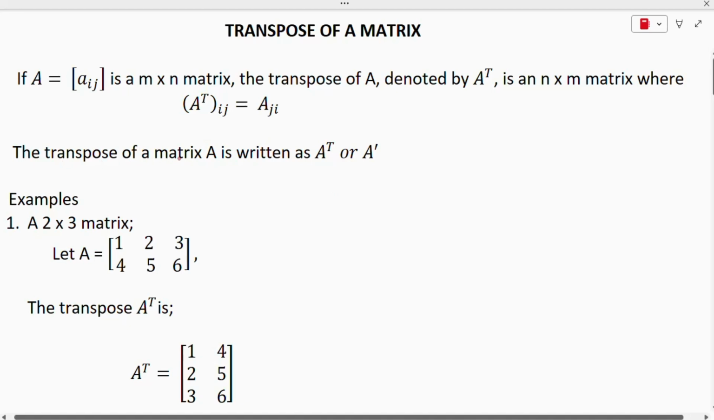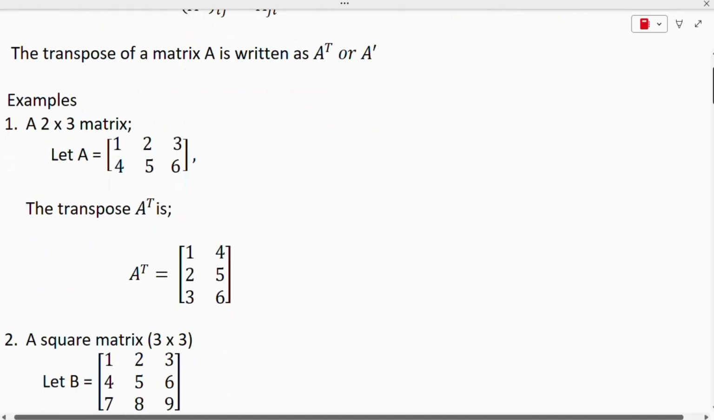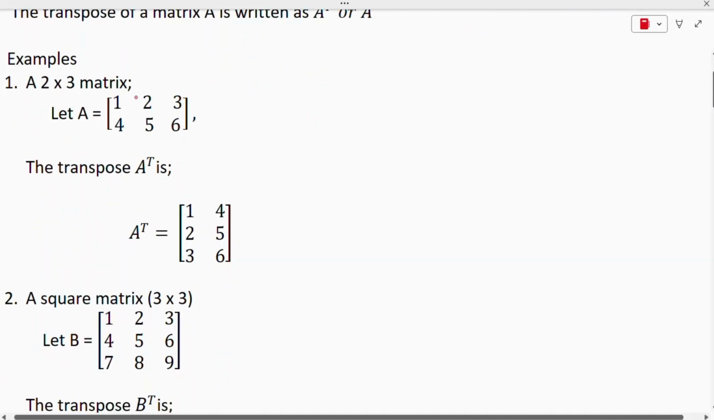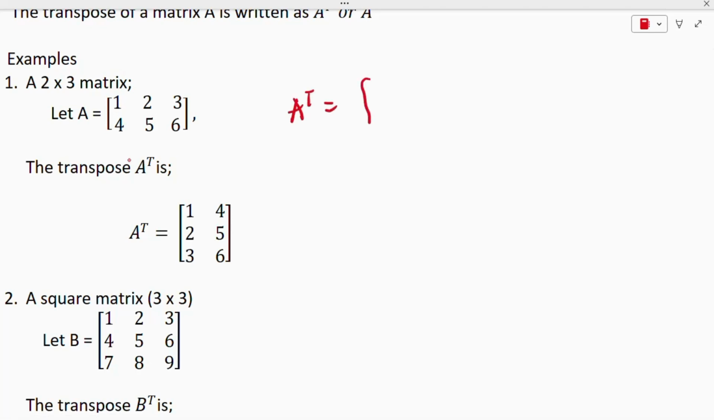The transpose of a matrix A is written or denoted as A raised to the power of T or A prime. Now let's take a look at the examples right here. For a 2 by 3 matrix, let A be equal to 1, 2, 3, 4, 5, 6. Now look for the transpose of this. Transpose simply means you want to simply interchange the row and column.